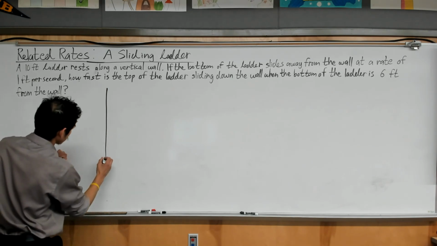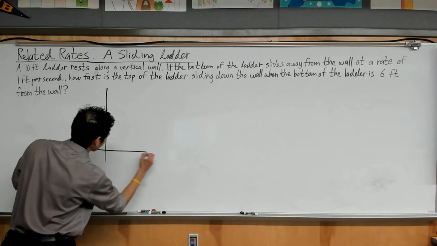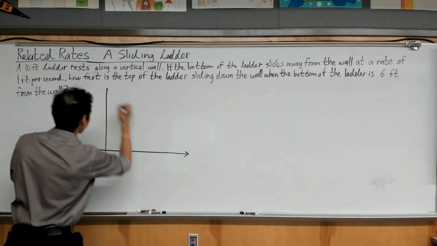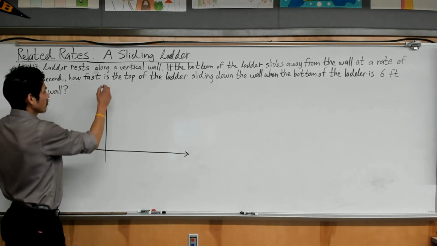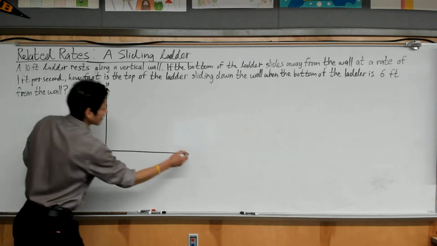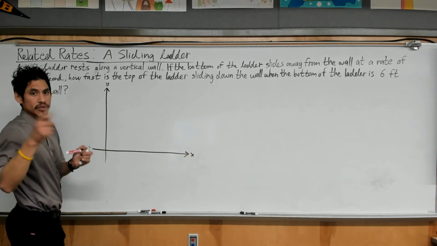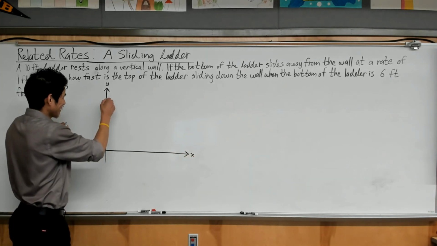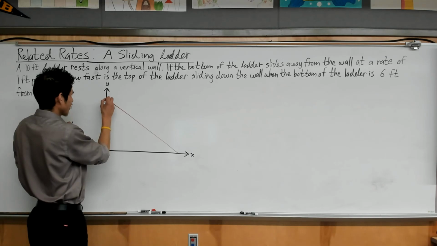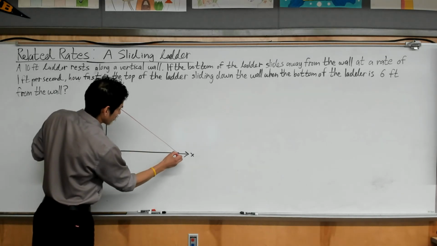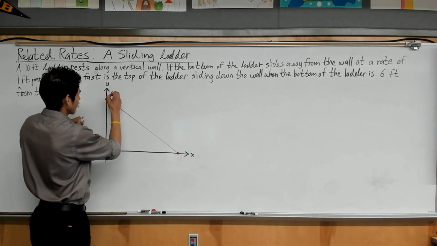What we're going to do is also draw a floor. We're going to make these our axes. We'll make this the y-axis and the x-axis. Then we're going to draw a ladder. Bang, that's a pretty good ladder. The ladder goes from here to here. So this is our 10-foot ladder.